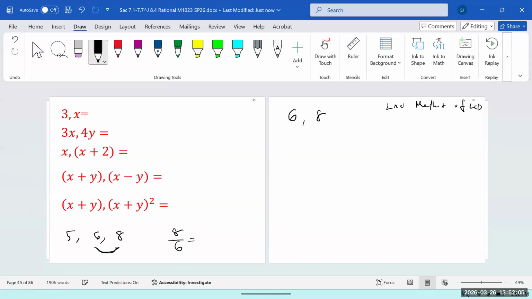Second method of LCD. Between 6 and 8, which one is bigger? So let's write down the times table for 8. 8 times 1 is 8. 8 times 2 is 16. Can you divide 16 by 6? No. So keep going on. What is 8 times 3? 24. Can you divide 24 by 6? Yes. So you stop. Take the times table for the bigger one and see if it is divisible by the smaller one. If it is, that's the answer. If it is not, keep going until you get an answer.